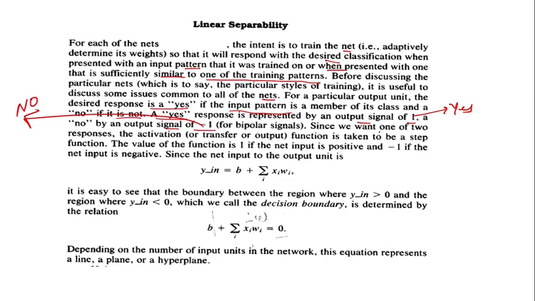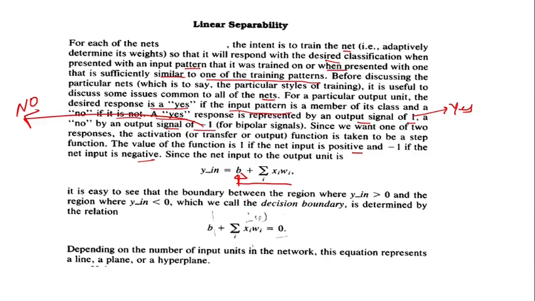Since we want one of the two responses, yes or no, the activation function is taken as a step function. The value of the function is 1 if the net input is positive, and -1 if the net input is negative. Sometimes if the net input is negative, we can also represent it in terms of 0, but here we are representing it in terms of -1. Now the net input looks like this. Just now I have written, this is the threshold bias, and this is the sum of xi wi.